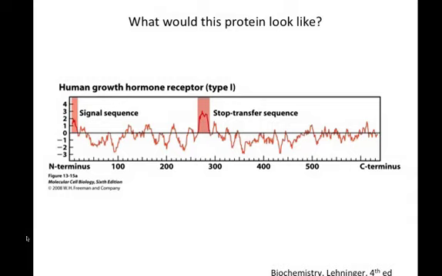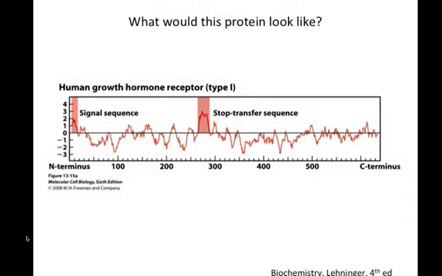Yes? So if I had more than one stop transfer sequence, would it be multi-pass? Exactly. So the question was if it had more than one stop transfer sequence, would it be multi-pass? Yes. And I'm going to show you that in a minute. Above the zero is hydrophobic. So positive numbers are hydrophobic. Lots of hydrophobic amino acids are likely to form a transmembrane domain. A transmembrane domain is pretty much the same thing as a stop transfer sequence.